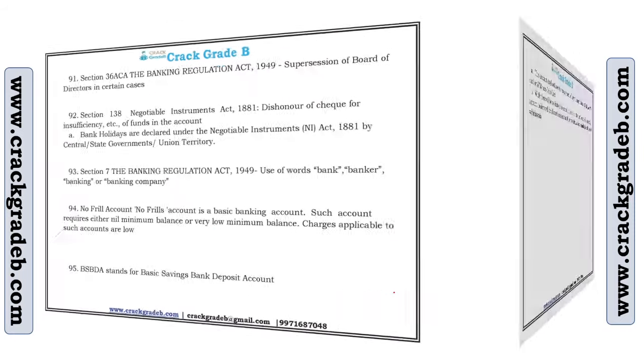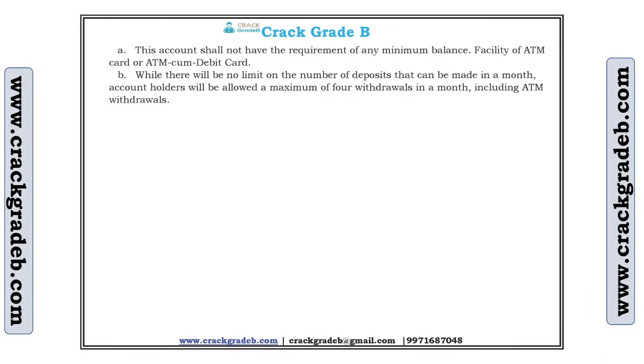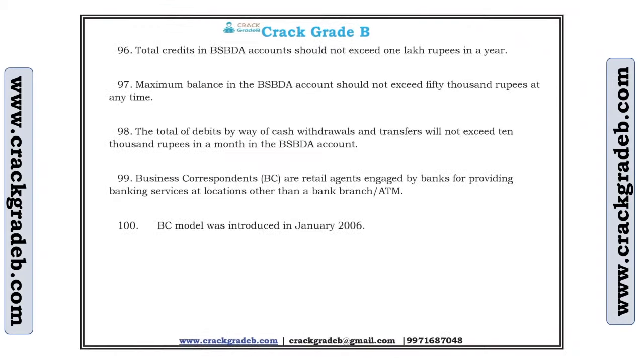Okay, let's move forward. I have already told you this information. Total credits in a BSBDA account should not exceed 1 lakh rupees in a year. Maximum balance in the BSBDA account should not exceed 50,000 rupees at any time. The total of debits by way of cash withdrawal and transfer will not exceed 10,000 rupees in a month in a BSBDA account.